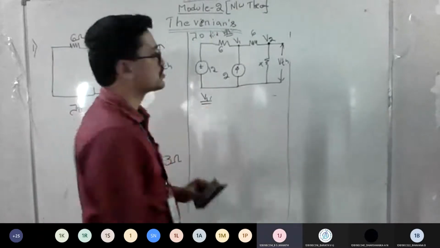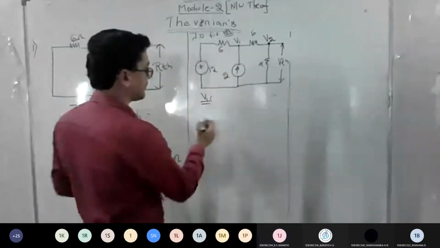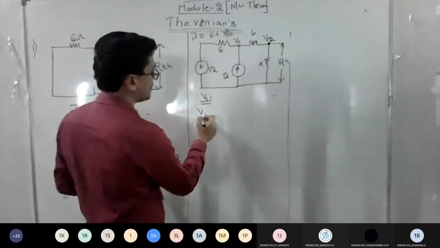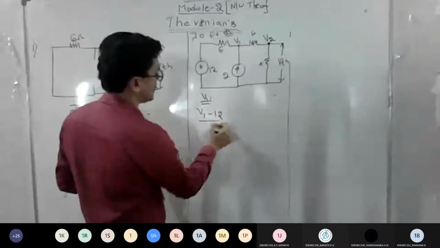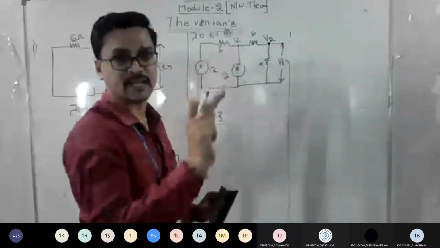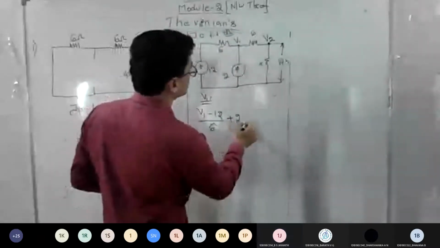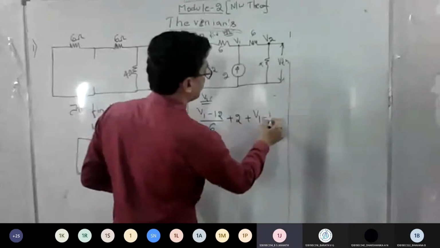Node equation at V1. So for V1, you have 1, 2, 3 branches. Can you tell me the three equations here? V1 minus 12 divided by 6. Then current is entering, so plus 2. Entering means plus 2. Good. So similarly plus V1 divided by 6.